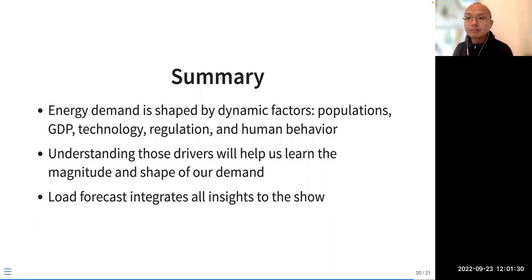So understanding the demand and projecting the demand is an engineering, a science, and an art, we can say.